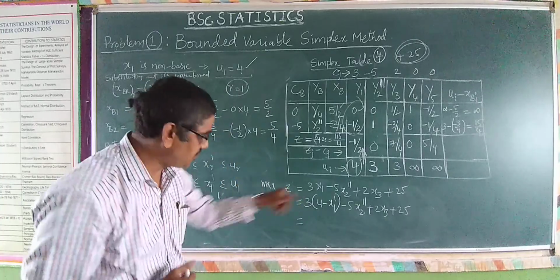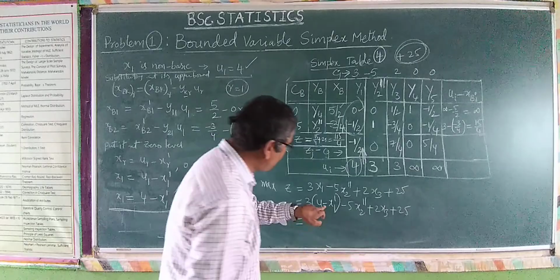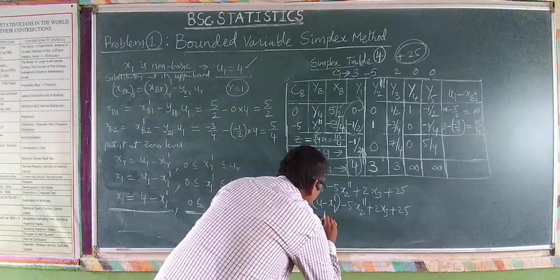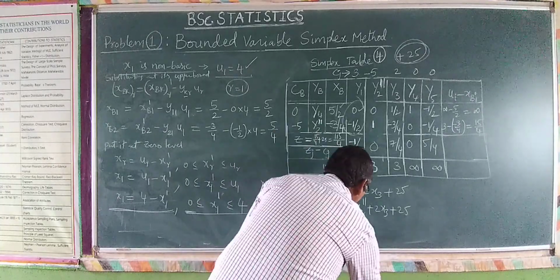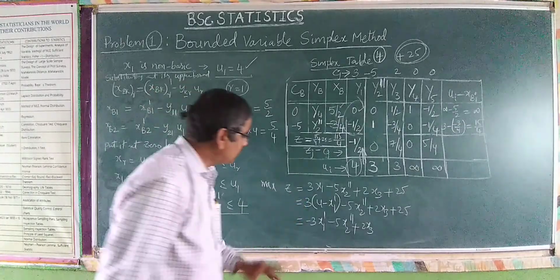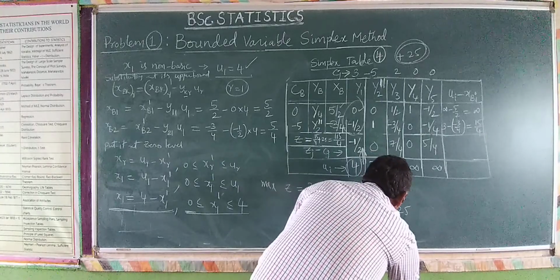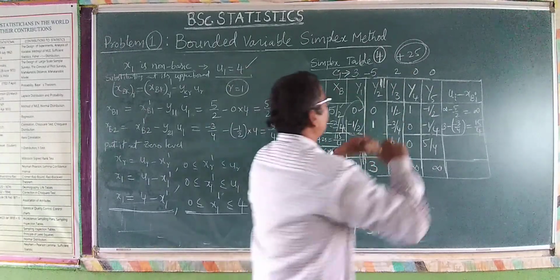Similarly, constants. Now you see here, 3 4s are 12. I add to 25. Leave it. So 3 into minus x1 dash, that is minus 3 x1 dash, minus 5 x2 double dash, plus 2 x3, which are variables, the coefficients of the variables. Now 3 4s are 12, 12 plus 25, 37. So now the constant is changed. It is not 25, now 37.